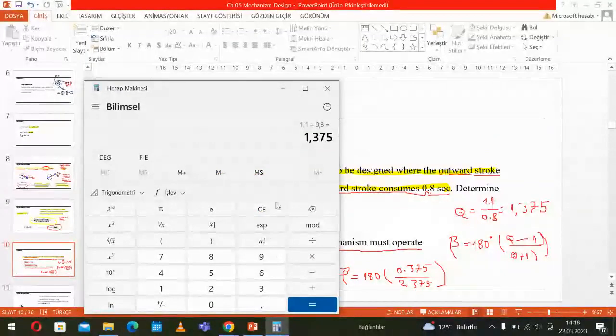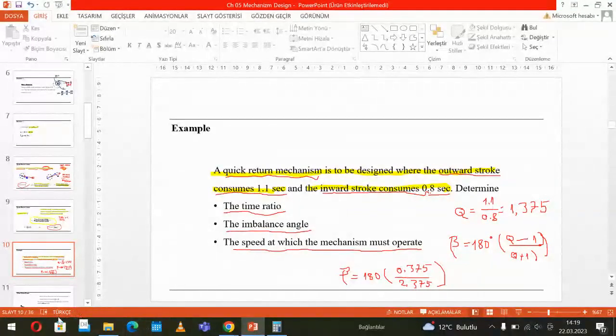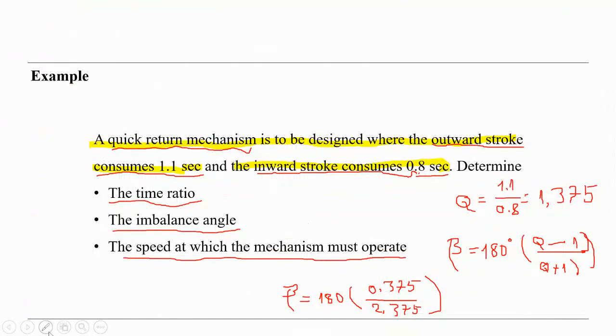Times 180. So this is around 28.42. So this is the angle, the imbalance angle.